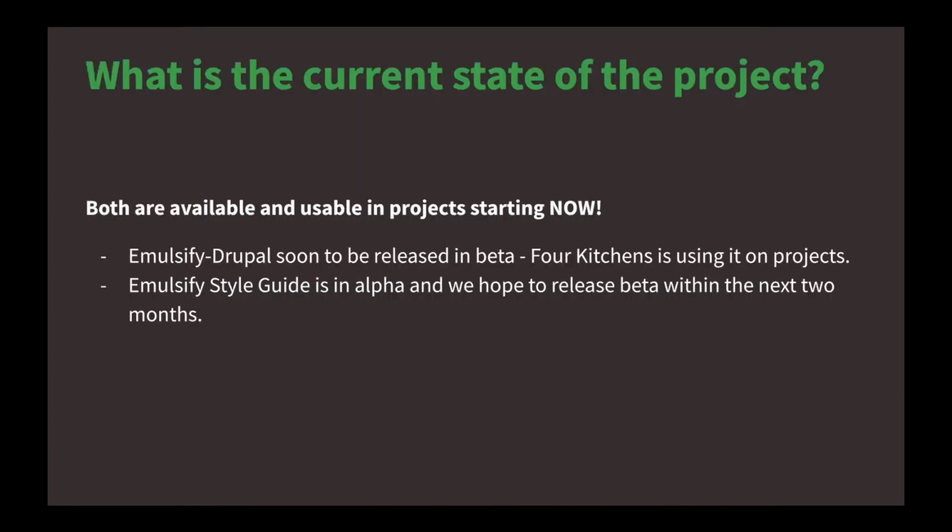Excellent. And what's the current state of the project? So both are actually available and usable in projects right now. Emulsify Drupal is soon to be released in beta. We're actually using this in projects right now. Emulsify Style Guide is in alpha, and we hope to release beta within the next couple of months.